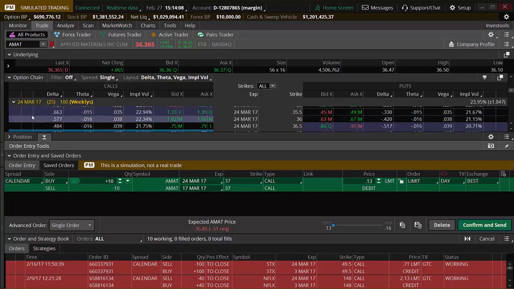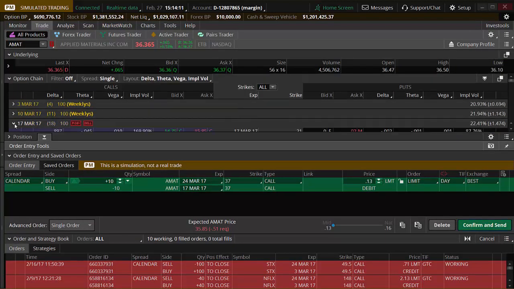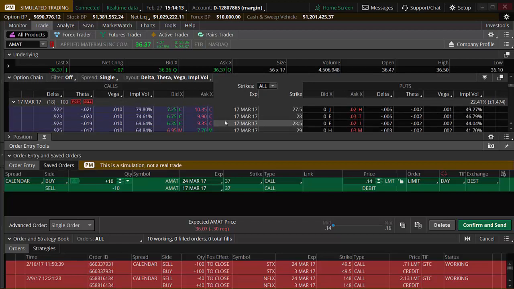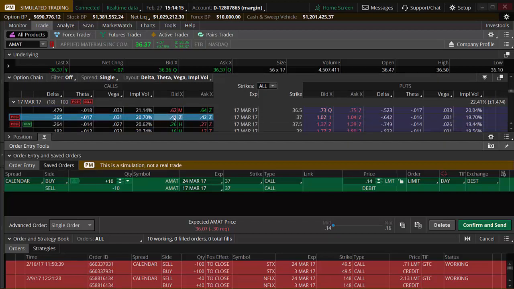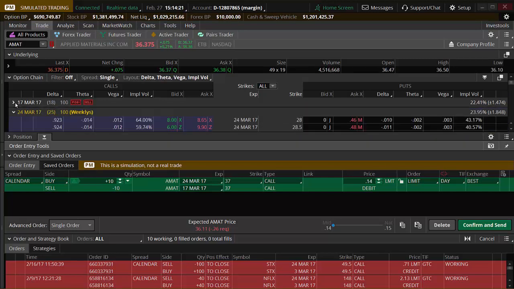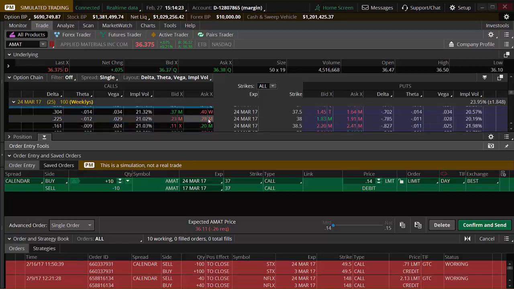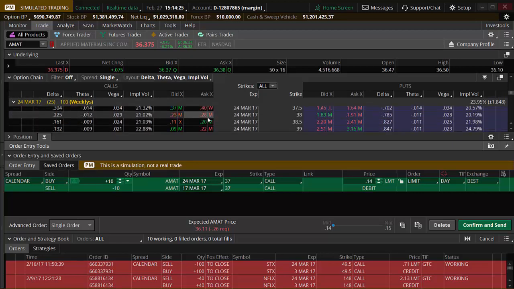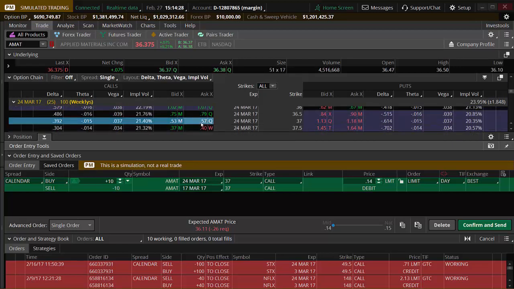Basically, we used a March 17th expiration short call with a 37 strike. That is our target. Now we need to protect that. We received a credit on this. We need to protect it by going long, same 37 strike, just 1 week later. We're keeping this nice and simple.